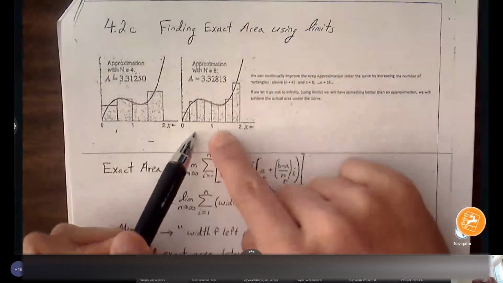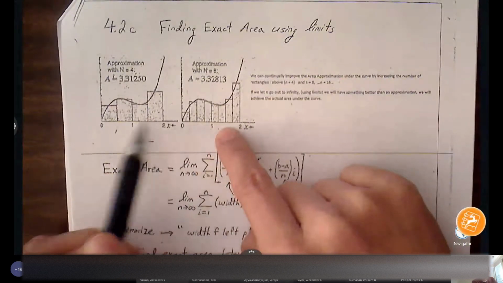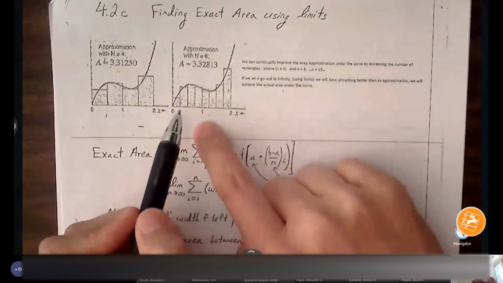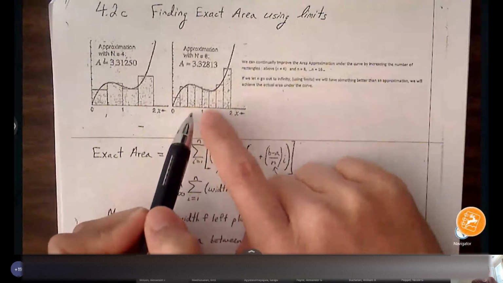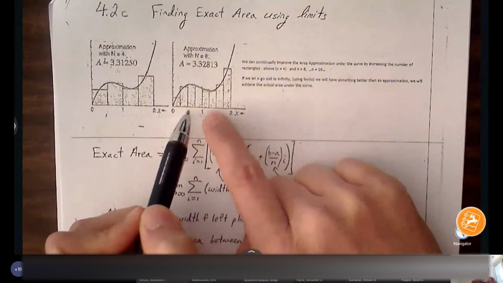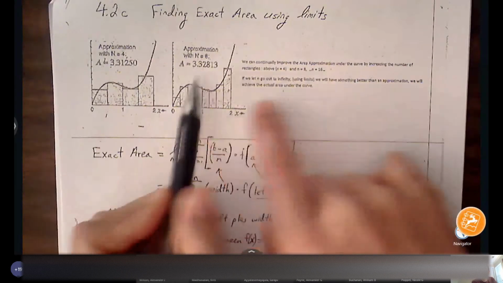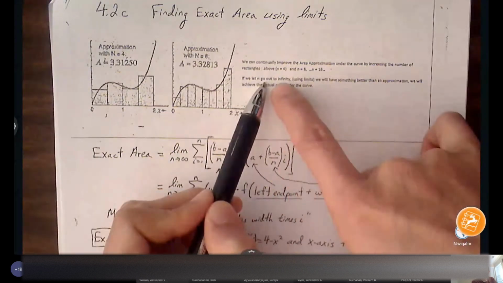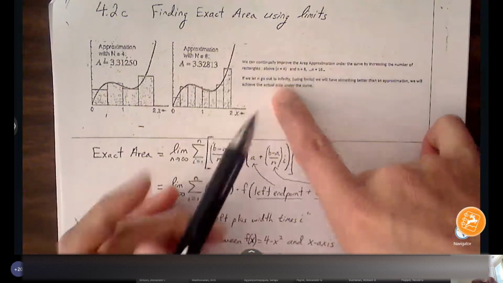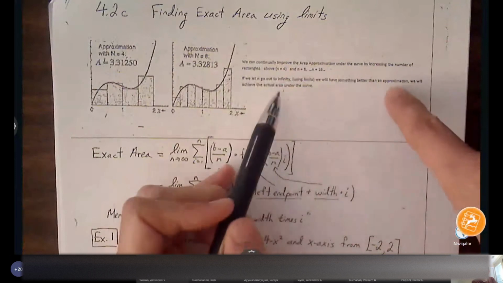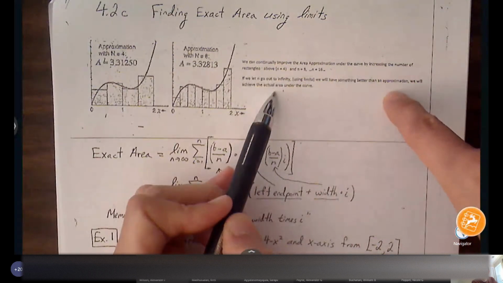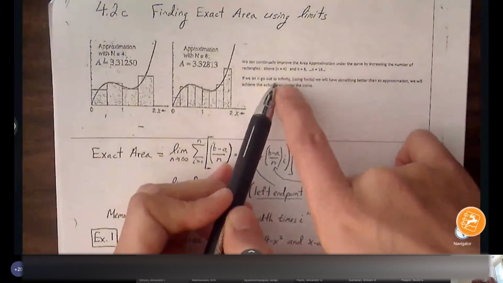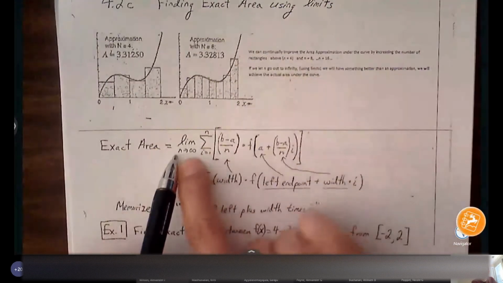Taking that concept, what if we keep increasing the number of rectangles from 4 to 8 to 16 to 100 to 1,000,000? We can convince ourselves that our approximation will be better and better the more rectangles we use. But are we able to do something better than approximation? The idea is, what if we push the number of rectangles out to infinity? If we do that, we're able to move from just an approximation to conceptually the exact area under the curve. And the way that we're going to push the number of rectangles out to infinity is we're going to use limits to help us with that process.